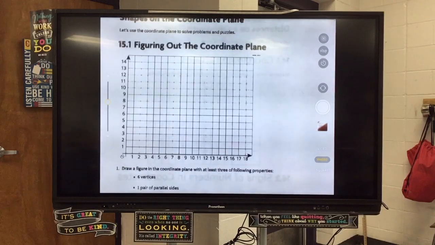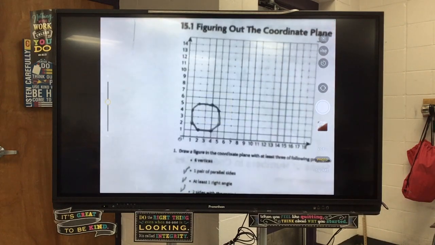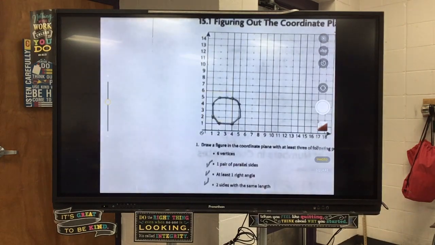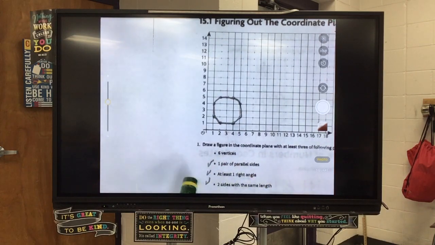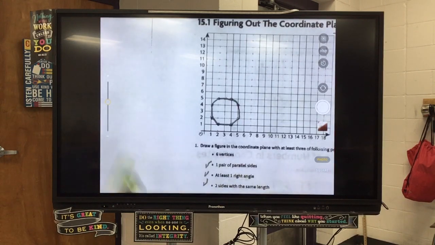Can I get one more volunteer? Joe, come on. I made mine small so I have more space. I'm not sure if mine is similar to Elizabeth's. I think it's an octagon. Okay. Yeah. It has eight vertices, but it has one pair of parallel sides, at least one right angle, and two sides with the same length.